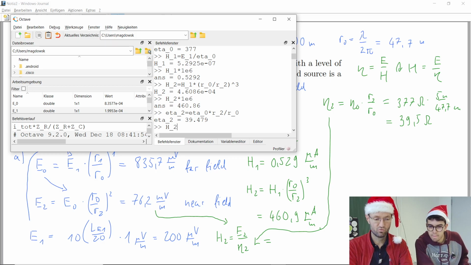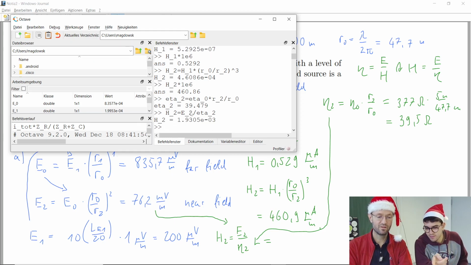So H2 equals E2 divided by eta 2. And so now we get the same value as before, the 460.8. Oh, and we get something different. Yeah, and I think this also looks more correct to me. And yeah, then we need to think about the far field and this conversion here once again. Yeah, so that's why we do some check.